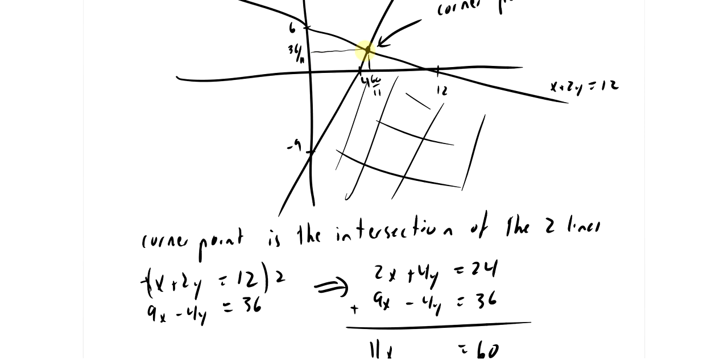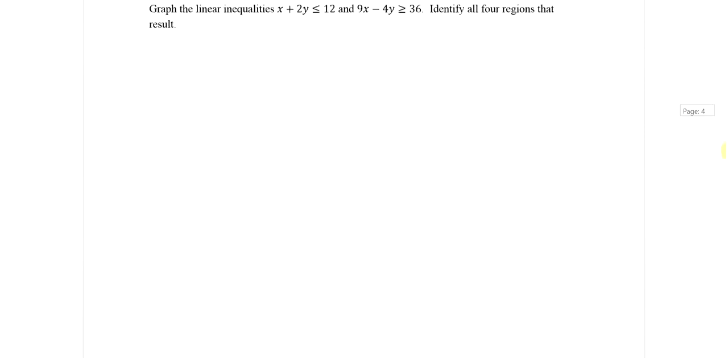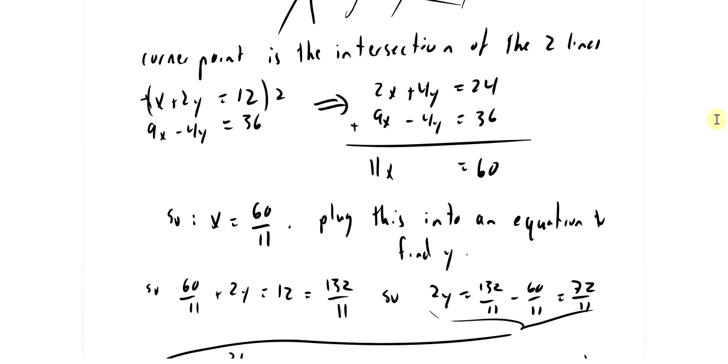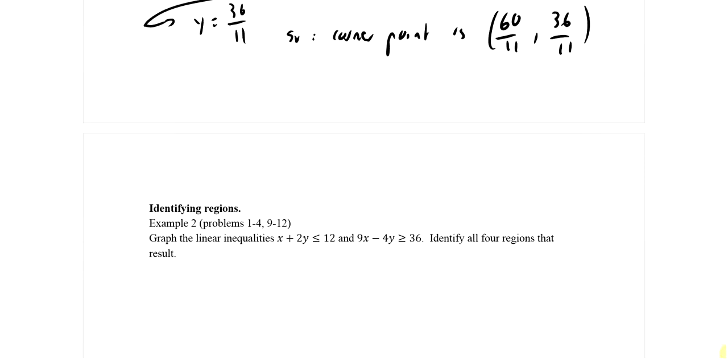And that gives me my corner point. Oops. So corner point is 60 over 11, comma, 36 over 11. And we do that by elimination, where we try and get the coefficients on one of the variables to either match, and then we can subtract, or get them to be equal and opposite like we did here, and then you can add to eliminate one of the variables.